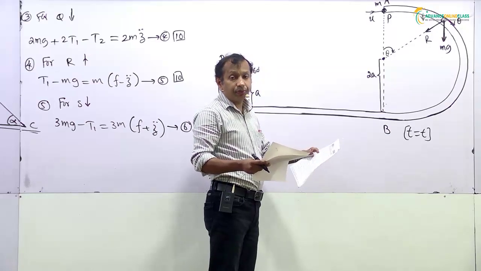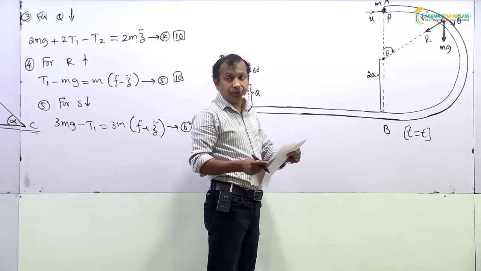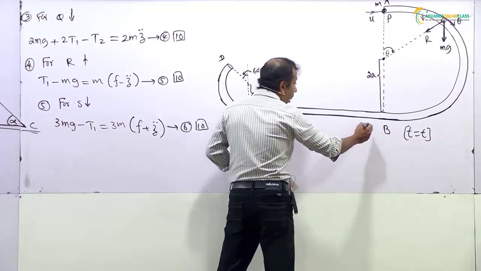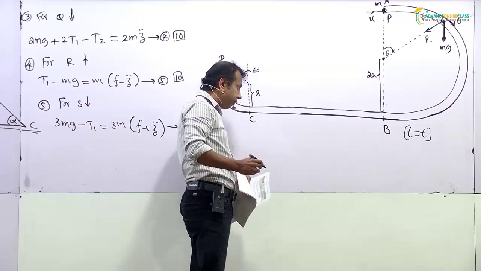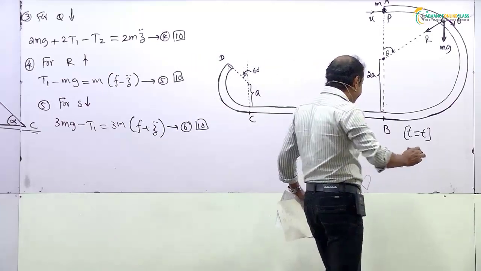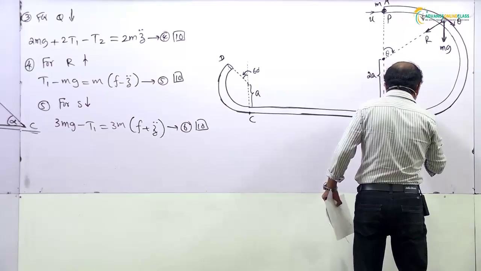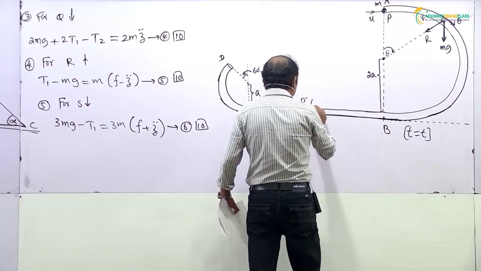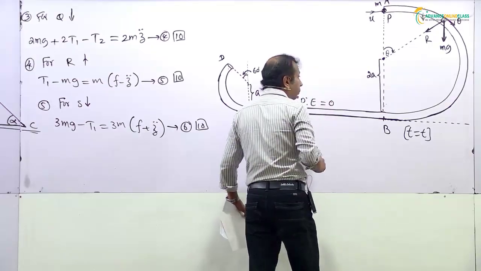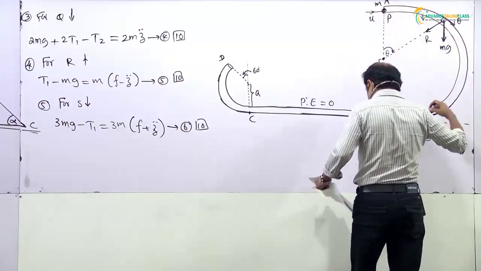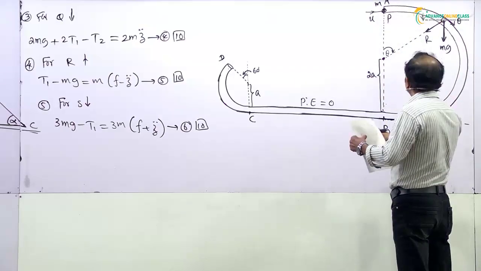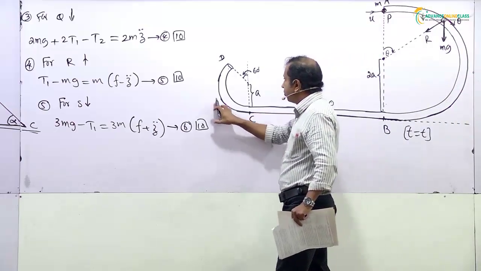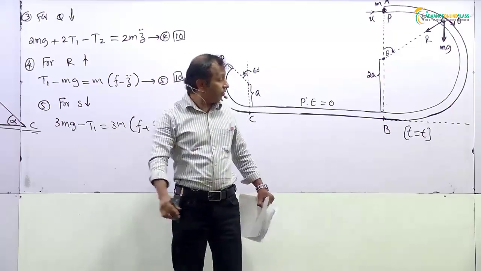Right. BC part is, people, BC part is rough. From here to here, BC part is rough. Right. So I'll take the potential energy zero level as this level. Right. You know, this is smooth. This semicircular tube is smooth. This also smooth. Okay. But this is rough.